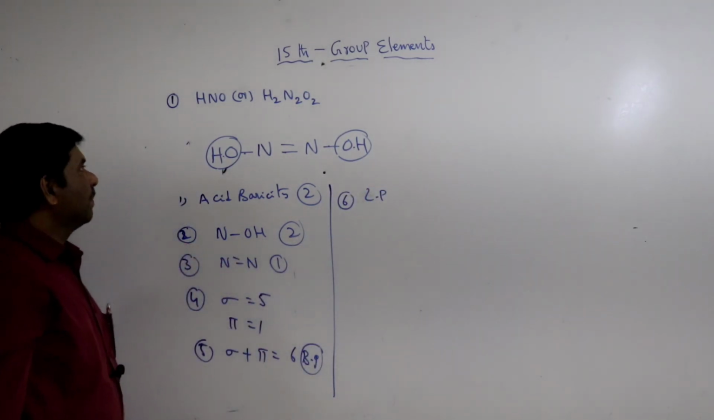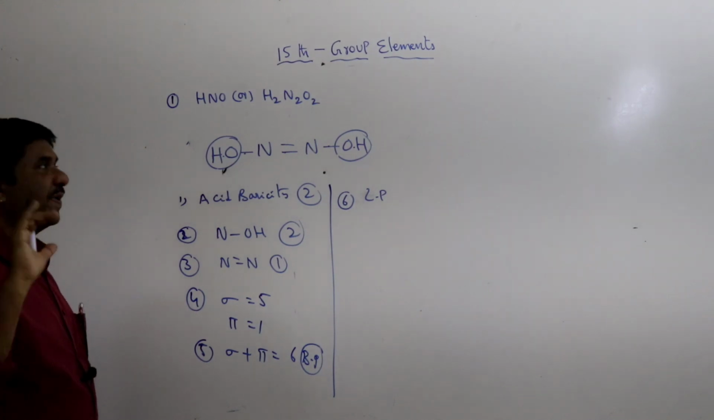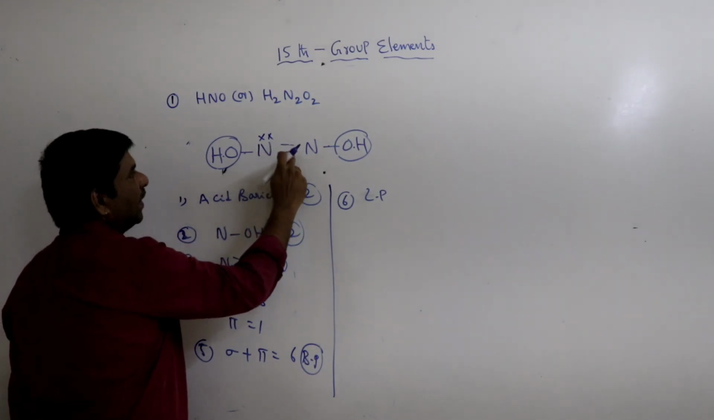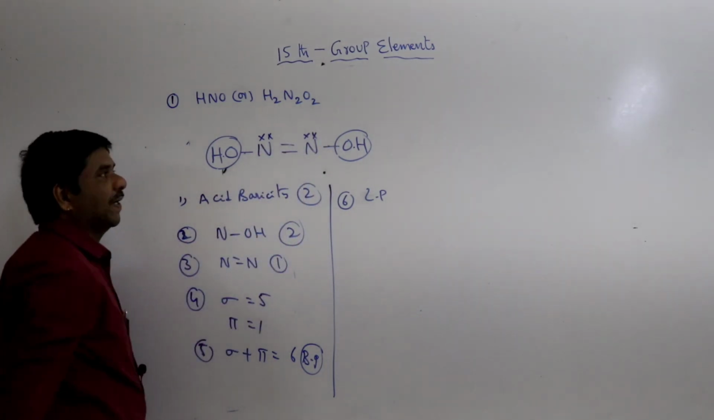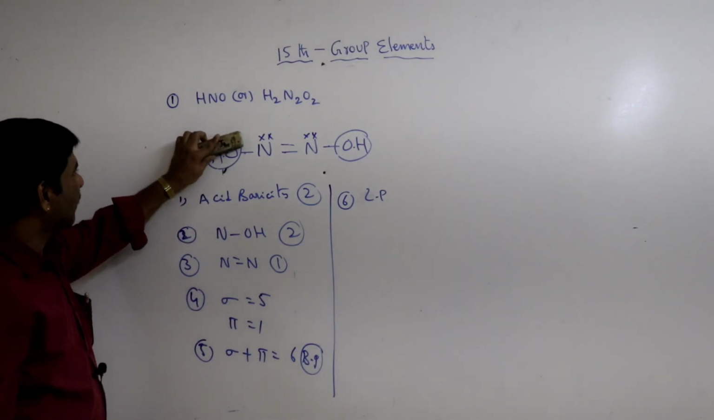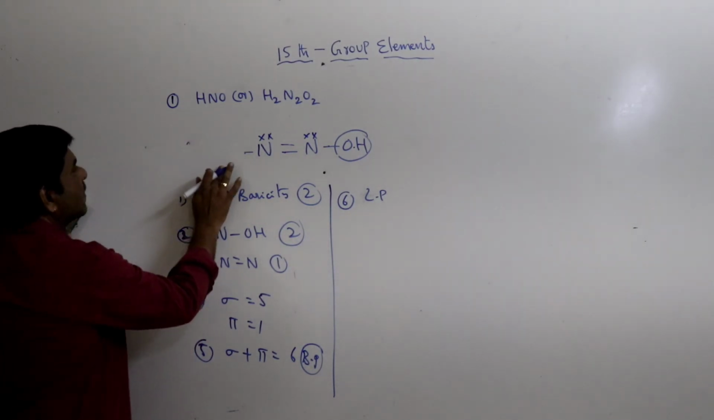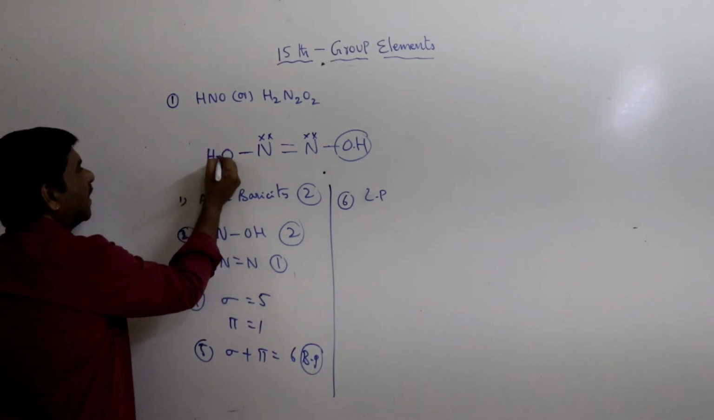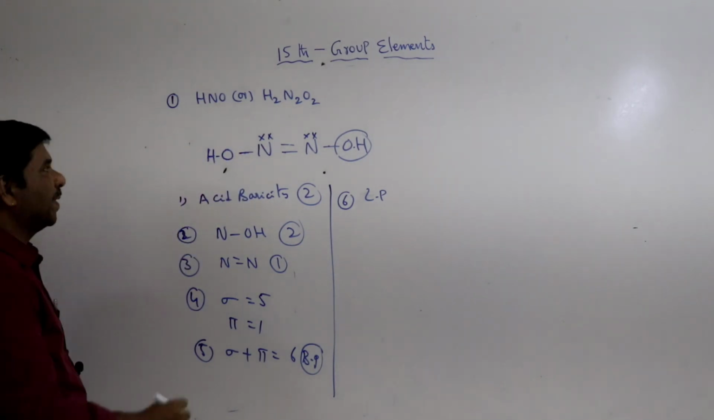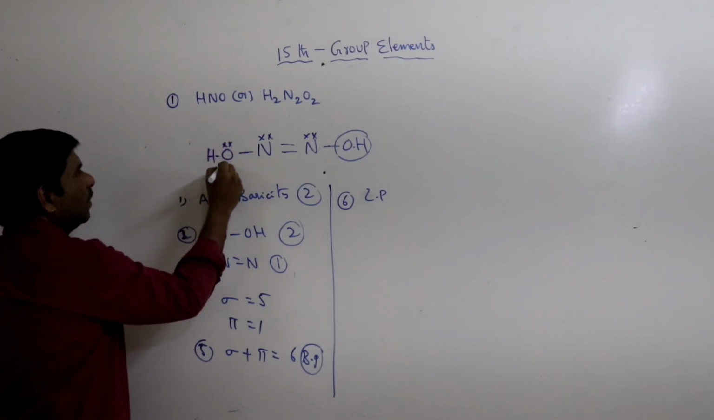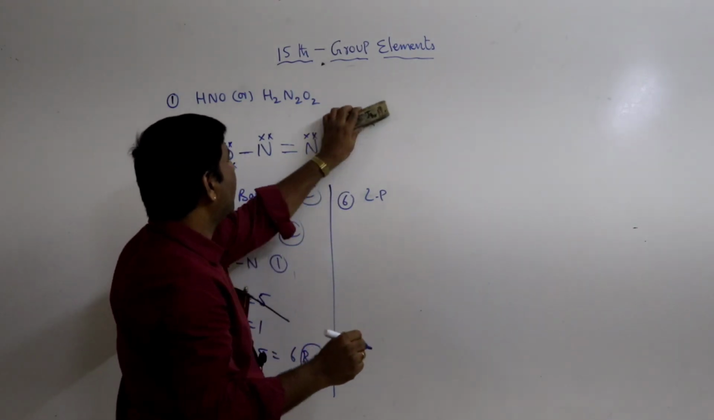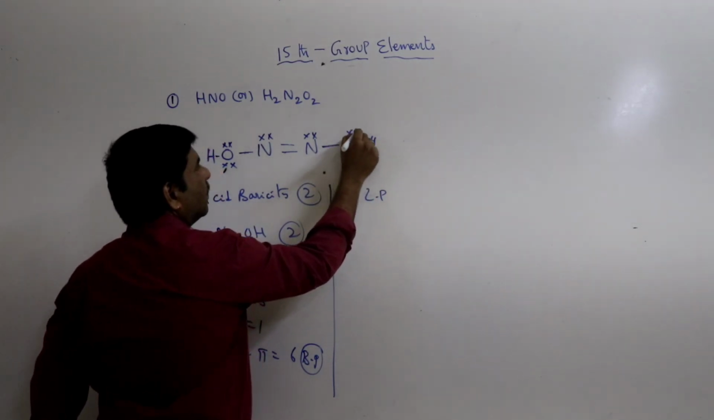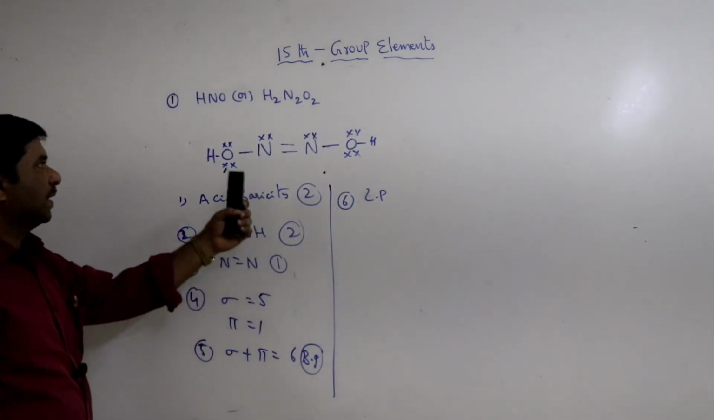Lone pairs: you know nitrogen valency is 5. In that 5, 3 are participating in bonding, so one lone pair. Here also 5, 3 are participating in bonding, one lone pair. Next, oxygen. You remember oxygen valency is 6 electrons. In that 6, 2 are participating in bonding. The remainder are 2 lone pairs. Same way here also, oxygen valency electrons are 6, 2 are participating in bonding, so there is also 4.